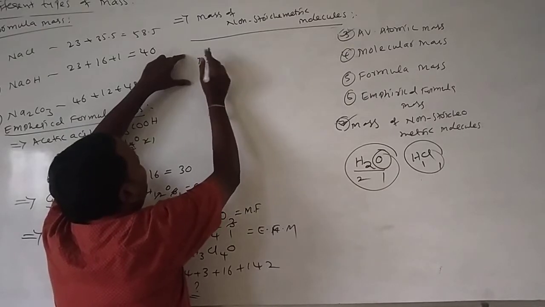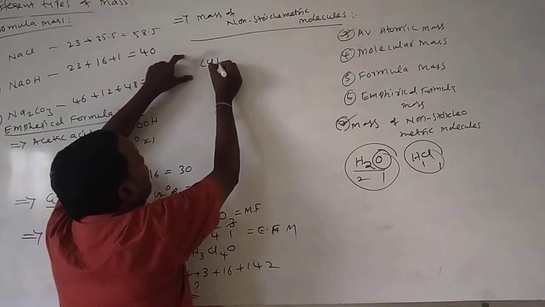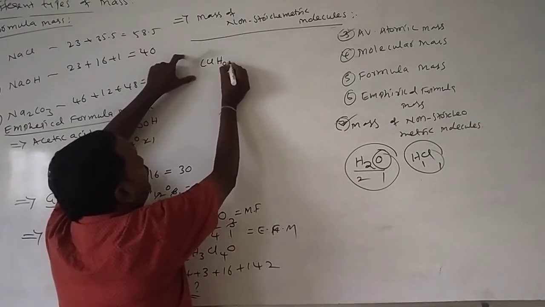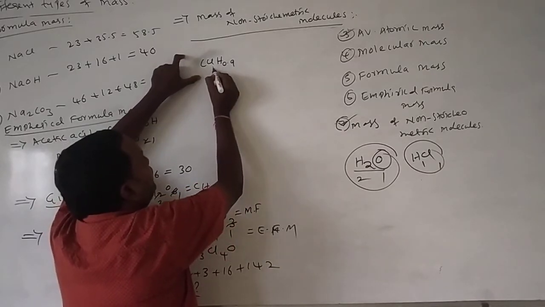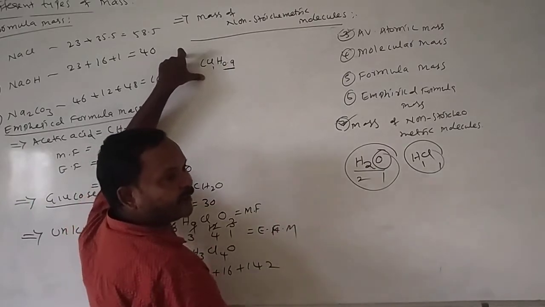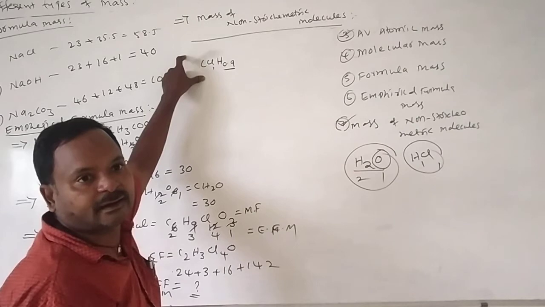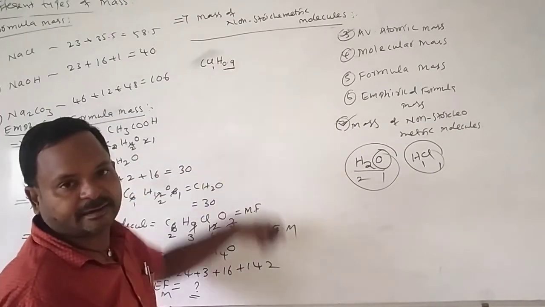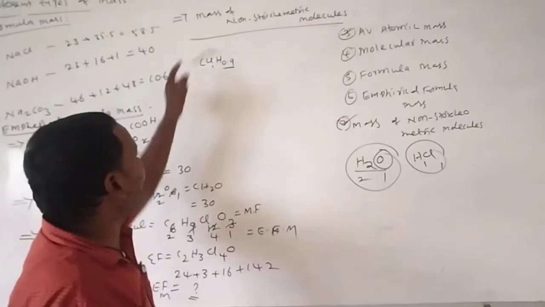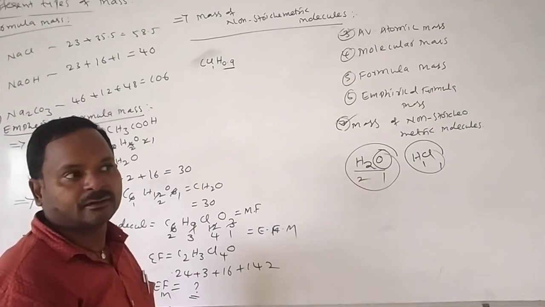For example, here I am taking copper hydride, cuprous hydride, CuH0.9. Here copper is 1, but hydrogen is 0.9. It is not fixed, it is not exact, it is not systematic. Here we have a different number. Such type of molecules we call non-stoichiometric molecules.